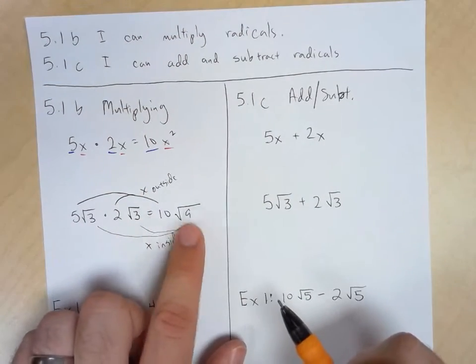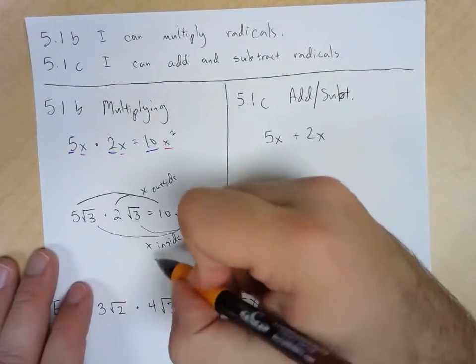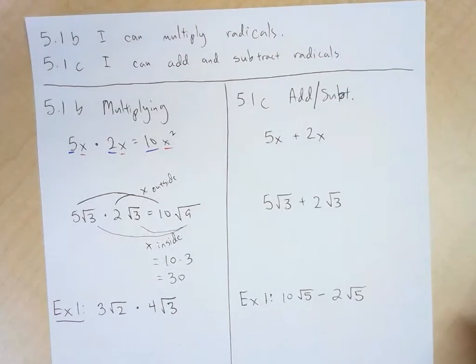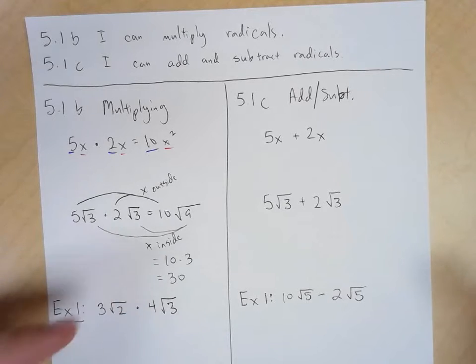This we know we can simplify. The square root of 9 is equal to 3. So we're really going to have 10 times 3, which is going to give us 30. So if we can simplify, absolutely take that second step and simplify.